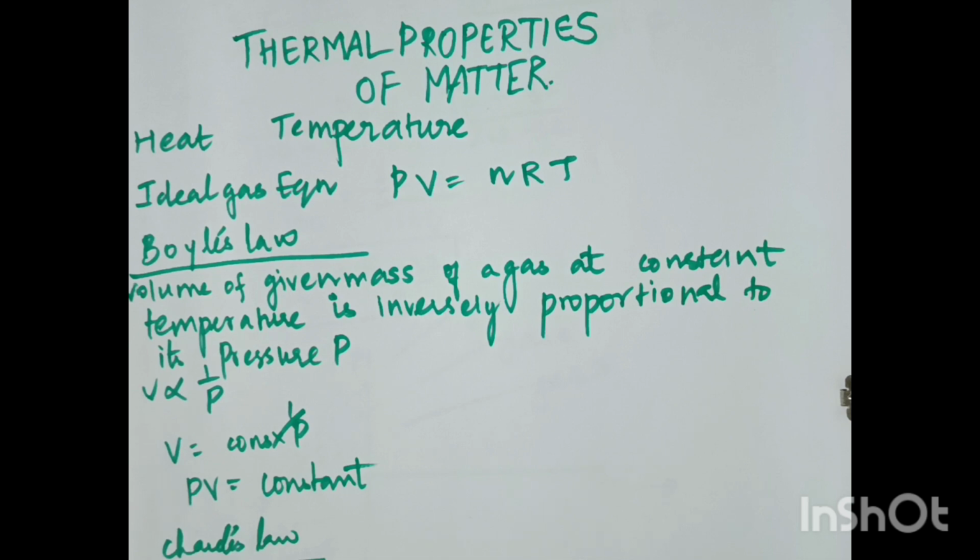So V is inversely proportional to P, that is V is proportional to 1 by P. So V equals constant into 1 by P. So PV equals constant. So this is Boyle's law.